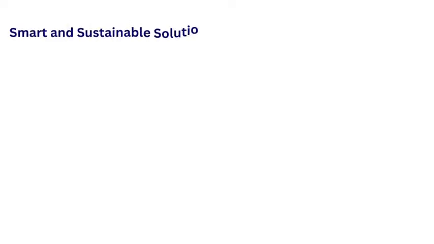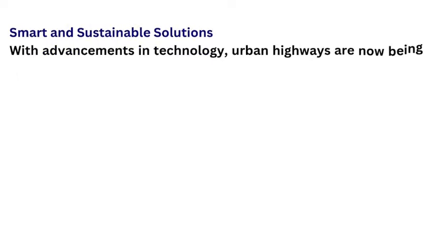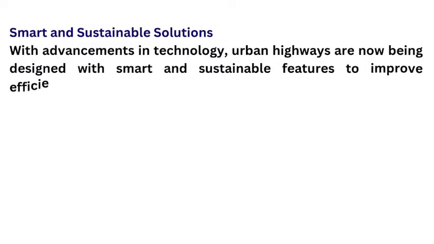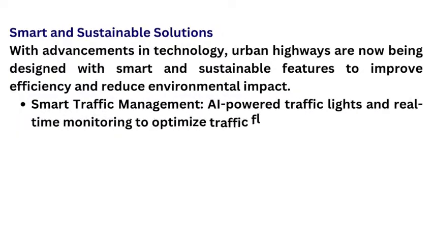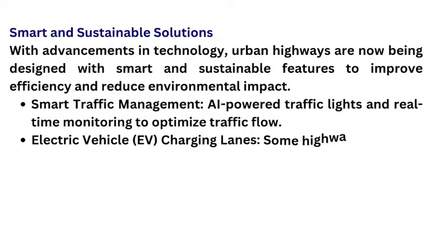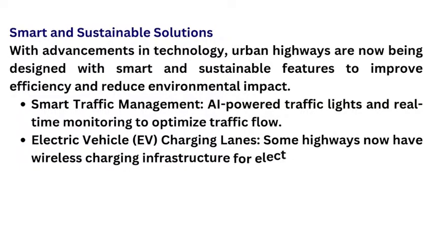Smart, sustainable solutions. With advancements in technology, urban highways are now being designed with smart and sustainable features to improve efficiency and reduce environmental impact. Smart traffic management: AI-powered traffic lights and real-time monitoring to optimize traffic flow. Electric vehicle (EV) charging lanes: some highways now have wireless charging infrastructure for electric cars.